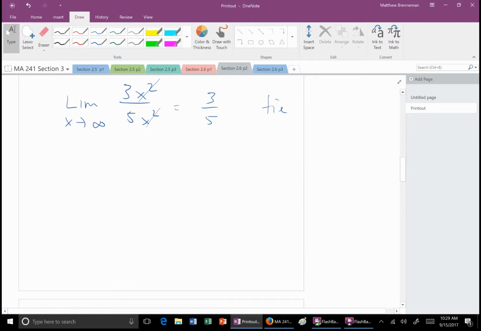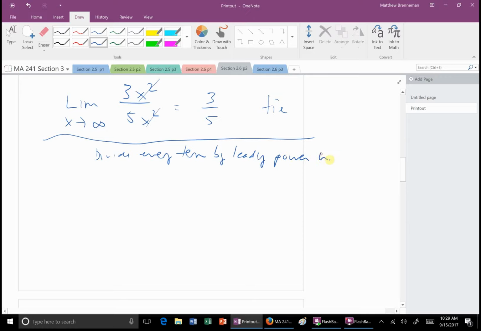Now the book goes through a lot more complicated here. The book says you can divide by the power of the leading term in the denominator. You can do that. So I'll show you what the book does if you like to do it this way. I like to do things easy myself, but the book does it this way. The book says divide every term by the leading power in the denominator. So that was x squared, right? So the book would say, okay, do this.